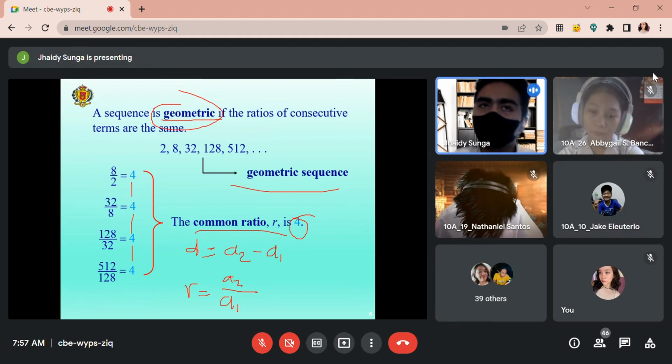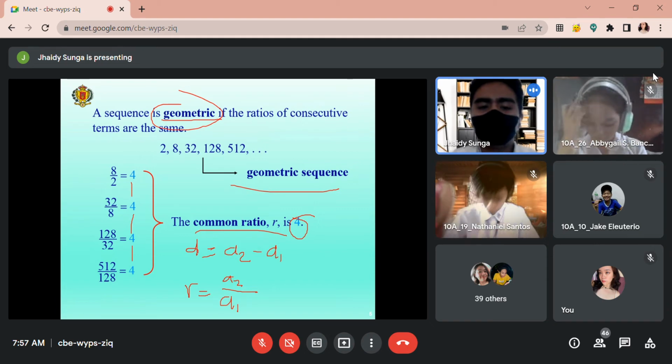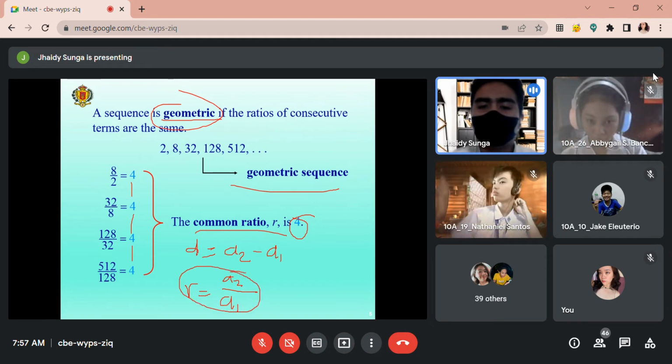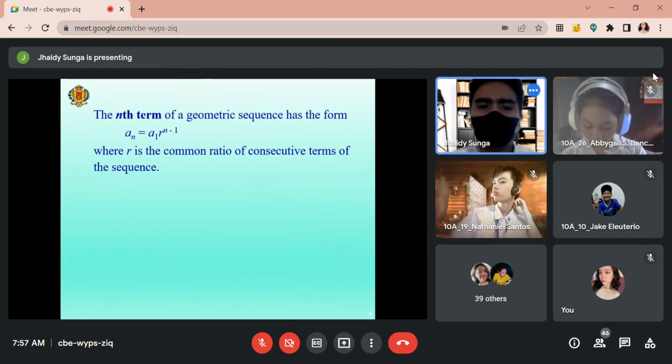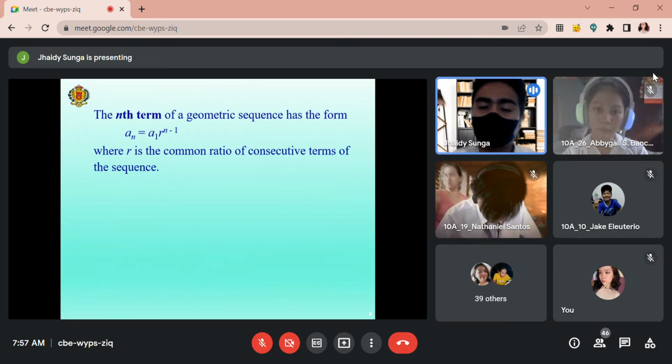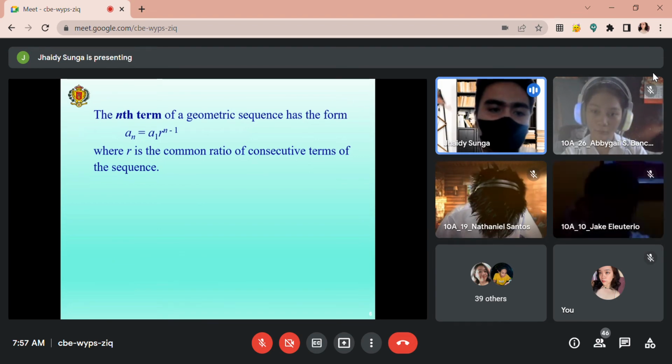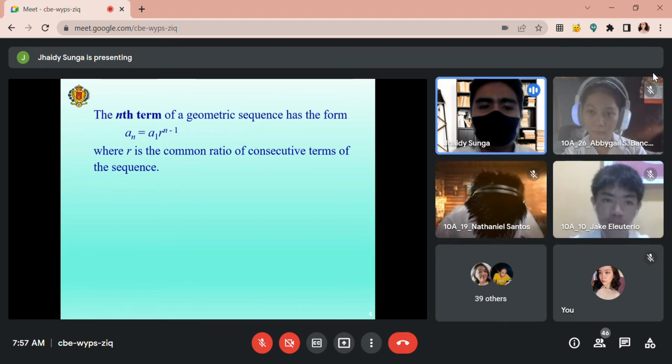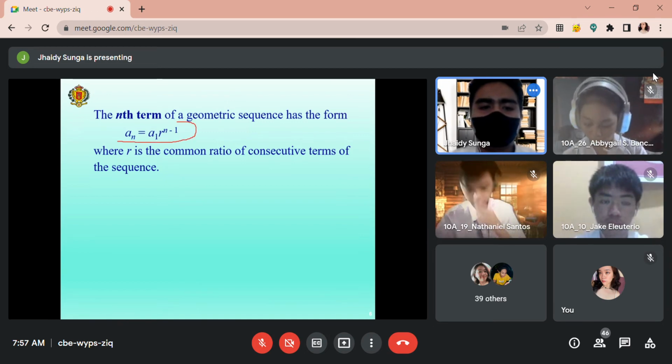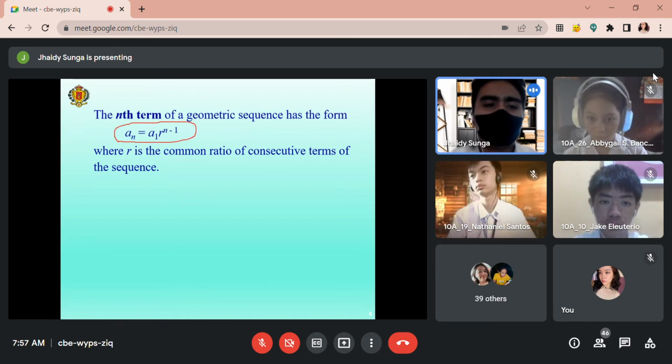In order for us to see what the common ratio is, we have this formula. In arithmetic, we have the nth term, a sub n is equal to a sub 1 plus the quantity n minus 1 times the difference. But in geometric, this is the formula for the nth term of a geometric sequence. I want you to take note of the formulas.